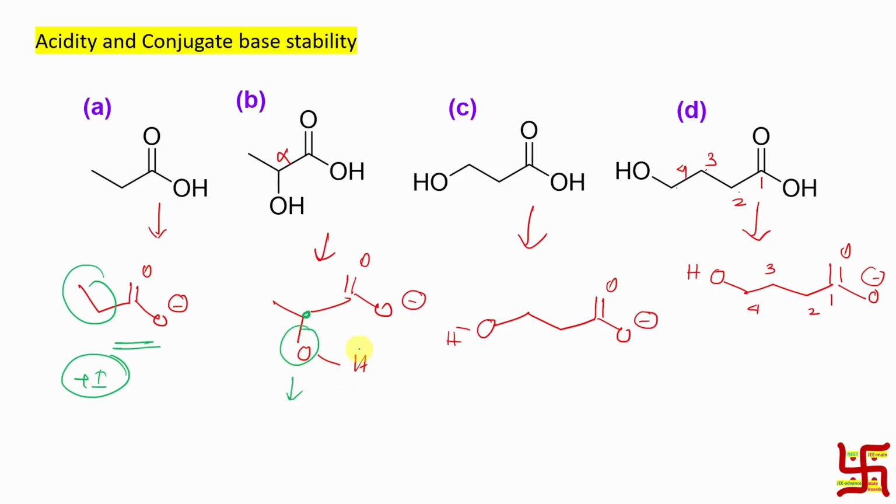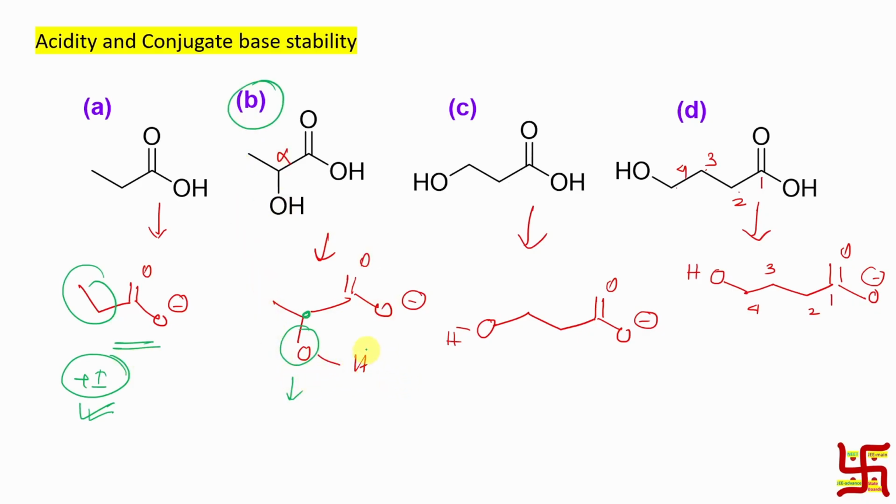Point number one. By the way, who can stabilize the carboxylate group? The group which has some electron withdrawing effect. And who can destabilize? The group which has some electron donating effect, or plus I effect. So the plus I effect is responsible for the destabilization of the conjugate base. And in this molecule, option B, the plus I effect is less, so obviously indirectly it is stabilizing.